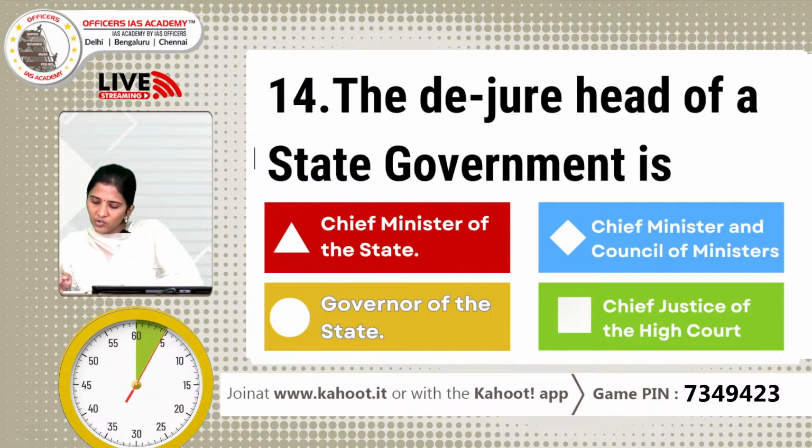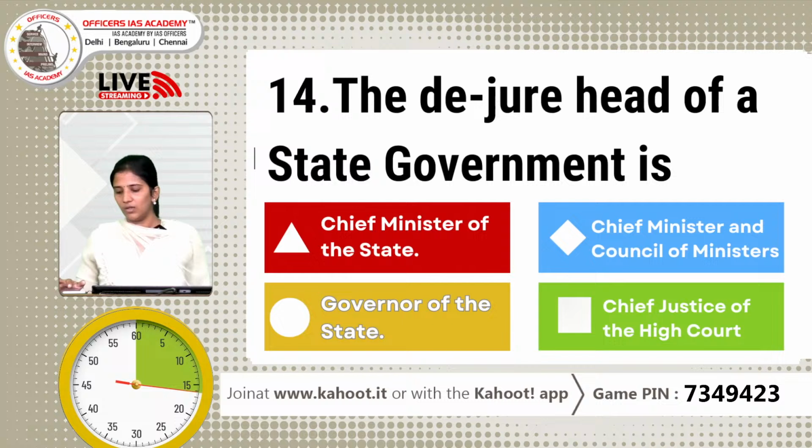The question is, the de jure head of a state government: A. Chief Minister of the state, B. Chief Minister and Council of Ministers, C. Governor of state, and D. Chief Justice of the High Court.